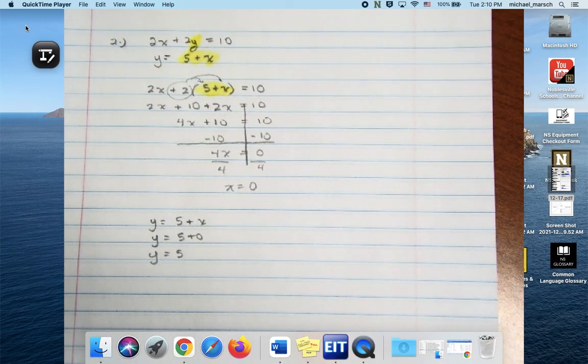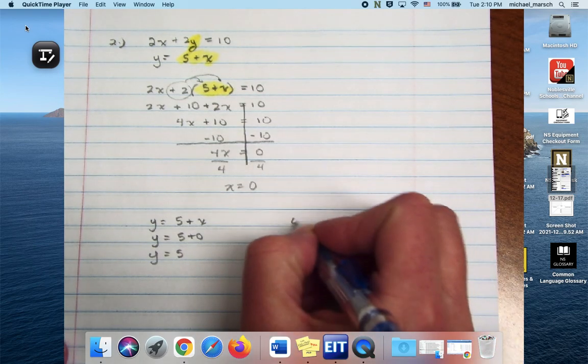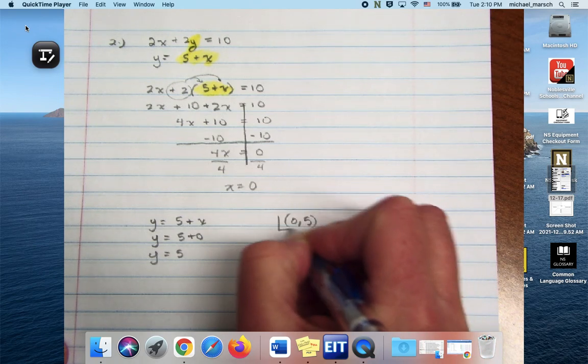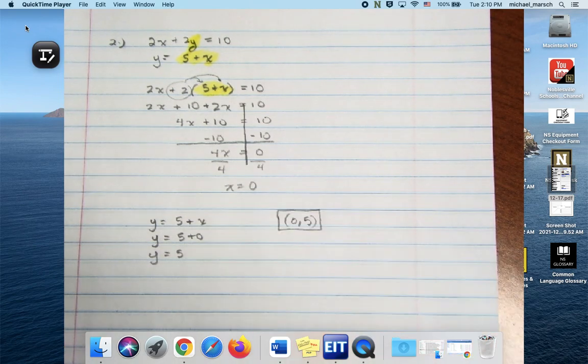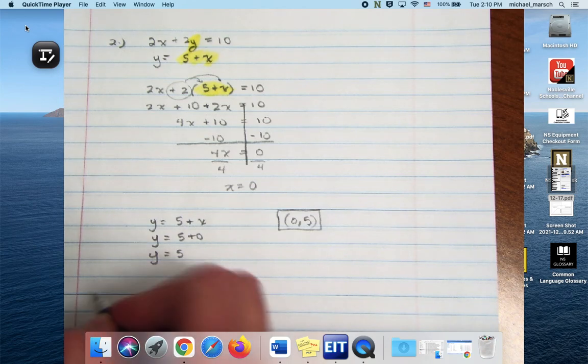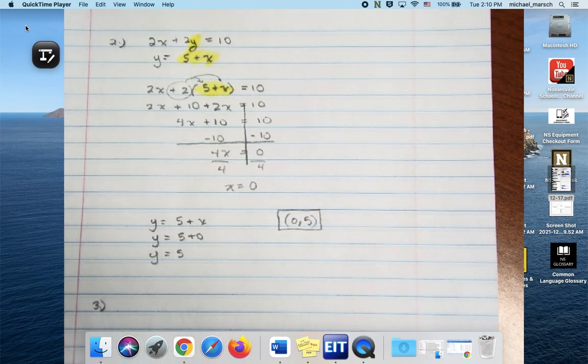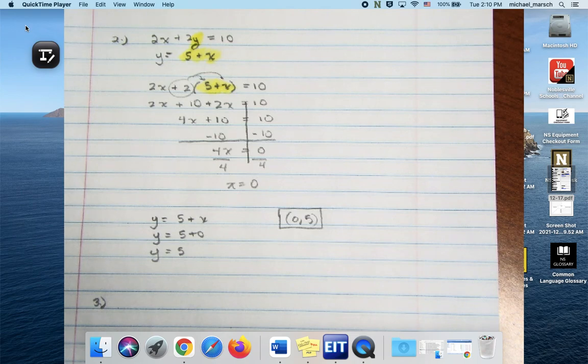So what's the solution to this system of linear equations? Hayden? 0, 5. Ta-da. All right, let's do another one. Don't stop now, guys. We're on a roll.